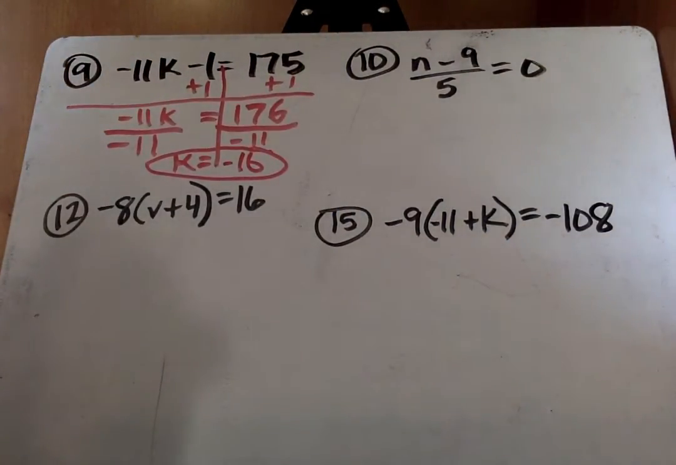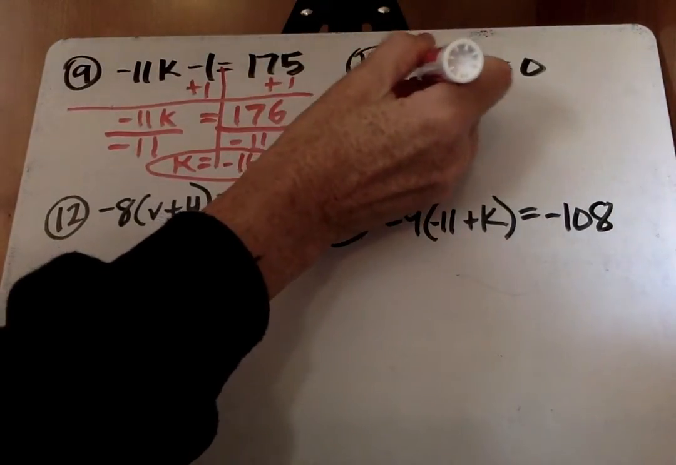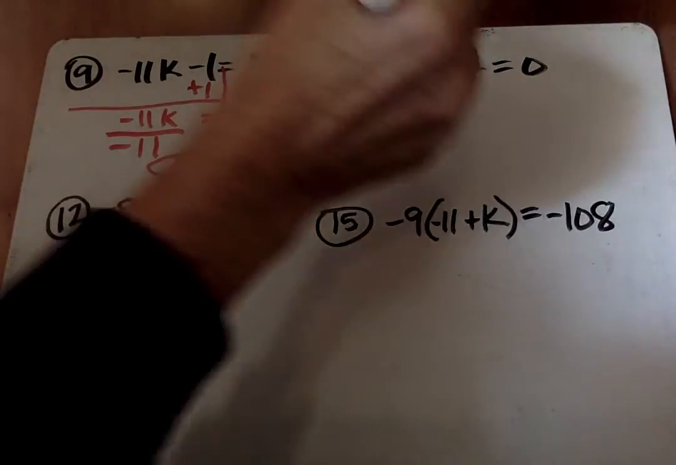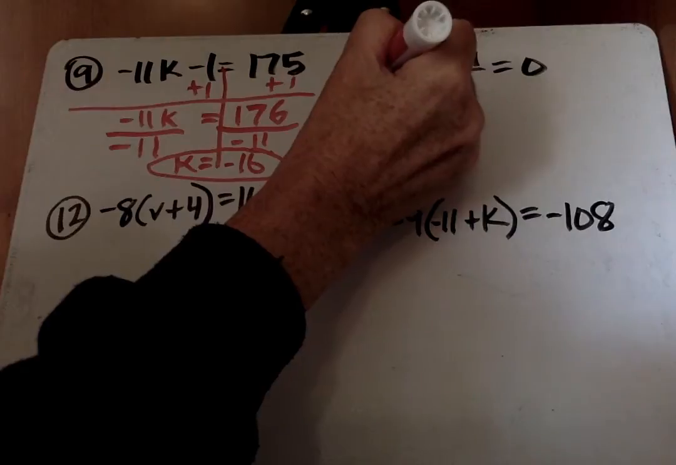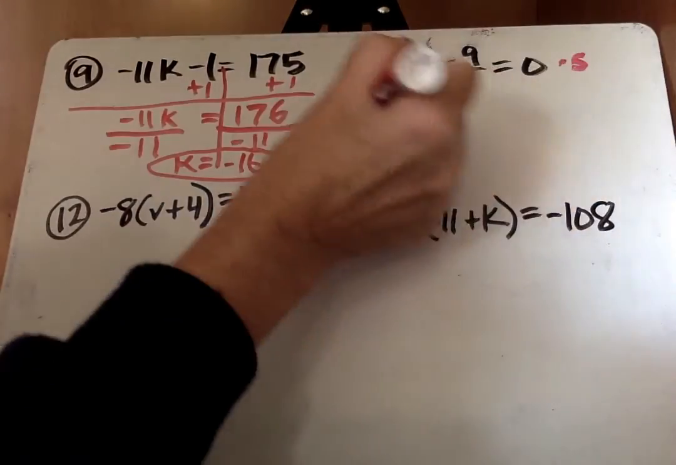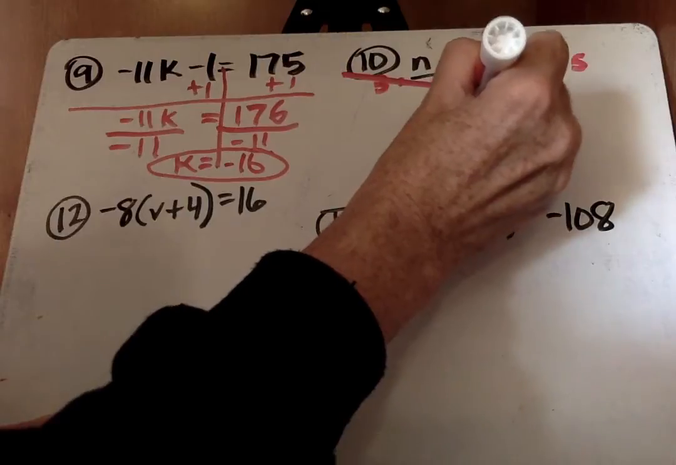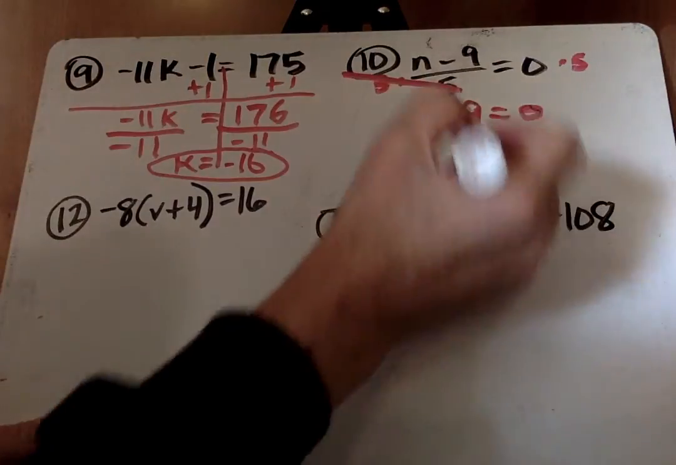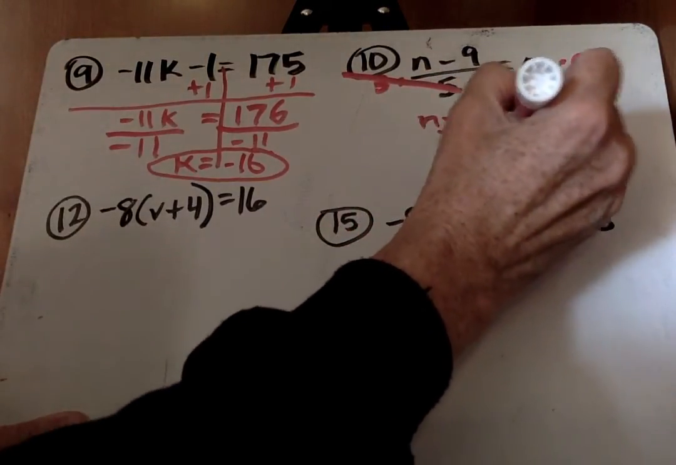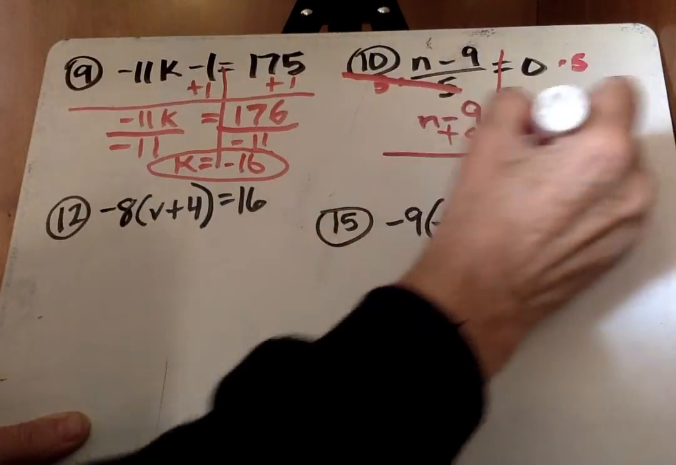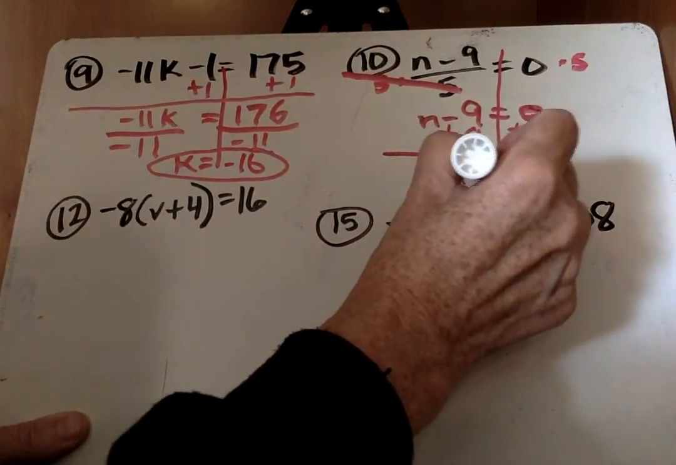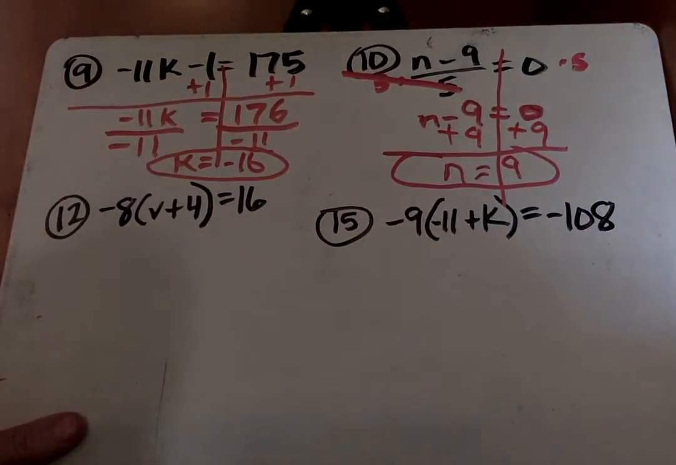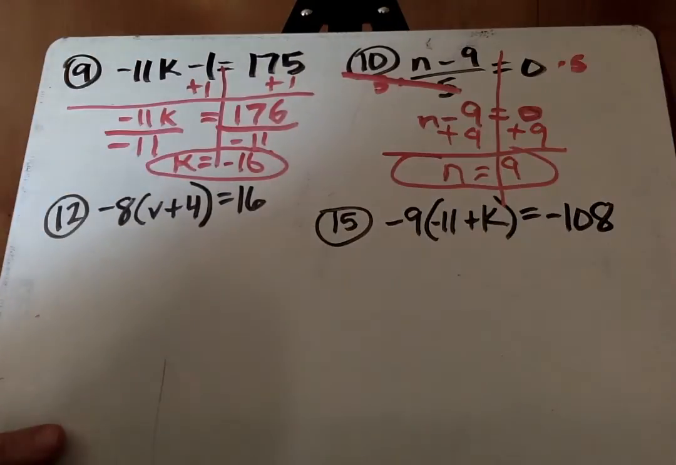Okay, number 10 looks like a little bit of a trickster. Again, here's the variable. It's divided by 5. It's also got a minus 9. So we need to get rid of this guy first. So we have to multiply by 5. That cancels with that. And we get n minus 9 equals 0 times 5, 0. Then we just add 9. And we're done.